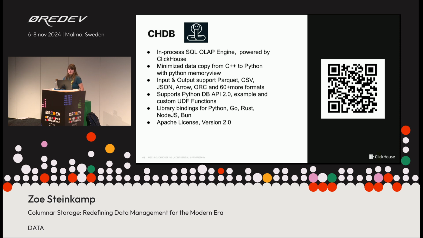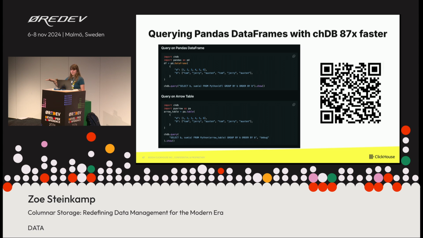Another one is chDB, which, funny enough, is kind of a competitor to DuckDB in a way, but basically it's an in-process SQL engine. It's powered by ClickHouse, but it's agnostic. You can use it with any of your analytical workloads. It just happens to have ClickHouse as the underlying engine, because ClickHouse is open source, so people can use it and build upon it. It also has input and output supported with Parquet, unshockingly, and supports things like Python, etc. I'm running out of time, so that's why I'm skipping through stuff. And with this, you could see how querying Pandas data frames with chDB is about 87 times faster. This is an article that goes into it.